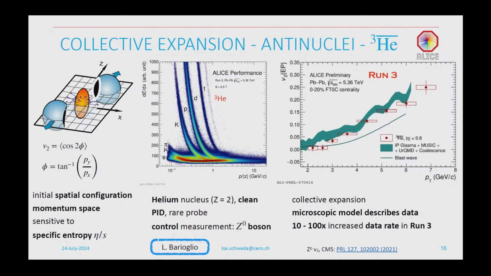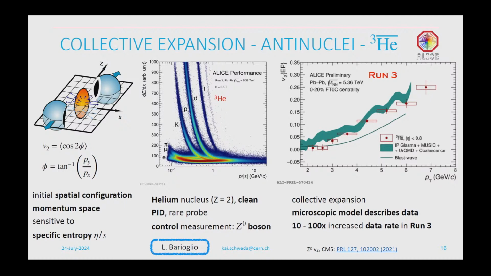Helium-3 is now available since in Run 3, the LHC operates as a high luminosity collider at 50,000 collisions per second. Helium-3 has 2 charges and thus has 4 times the energy loss in the TPC for identification, so it's a very clean signal, and we measured for the first time in ALICE the elliptic flow coefficient v2.